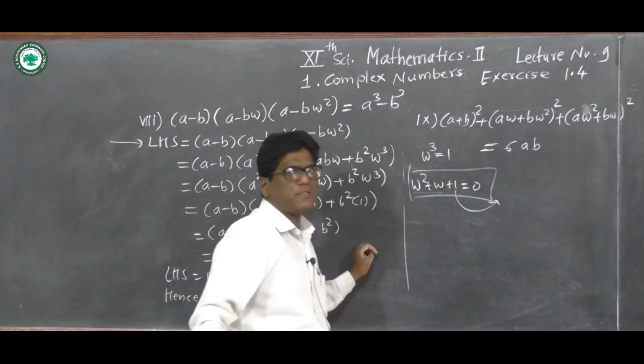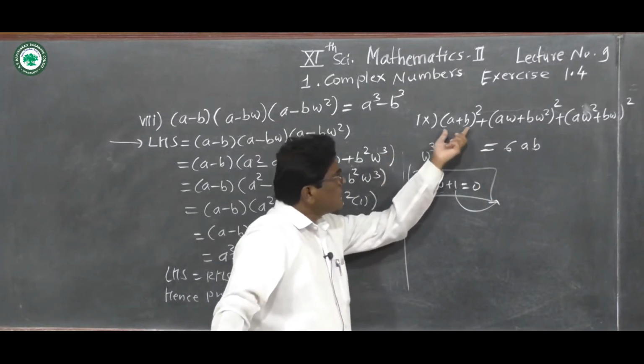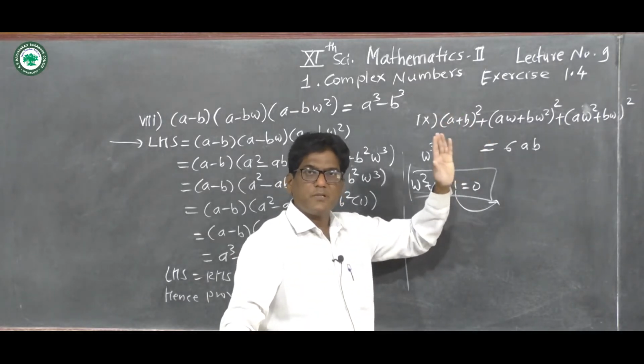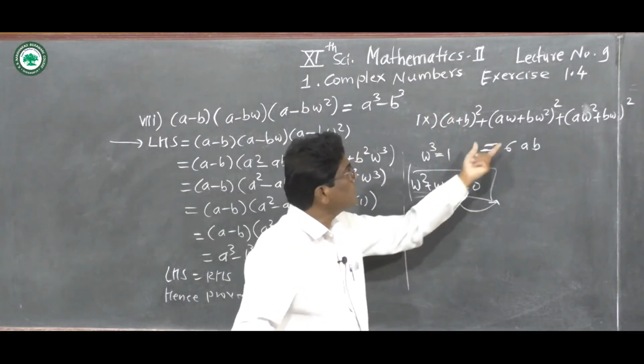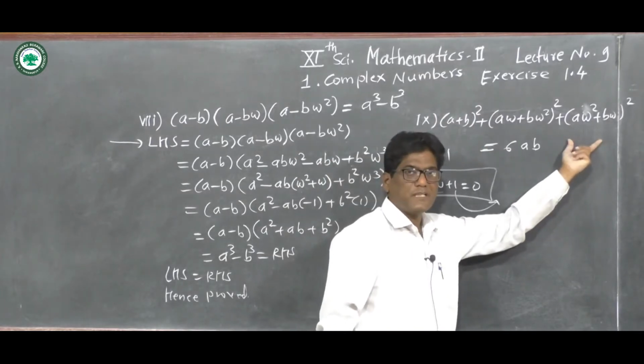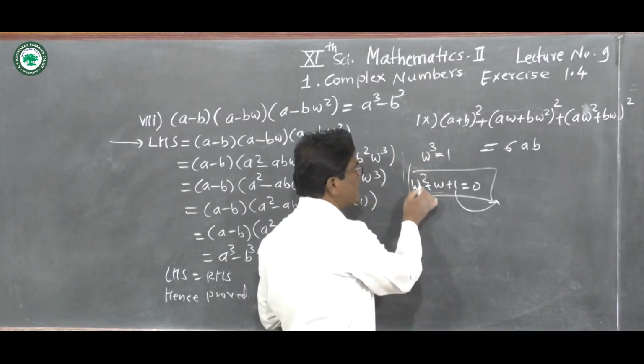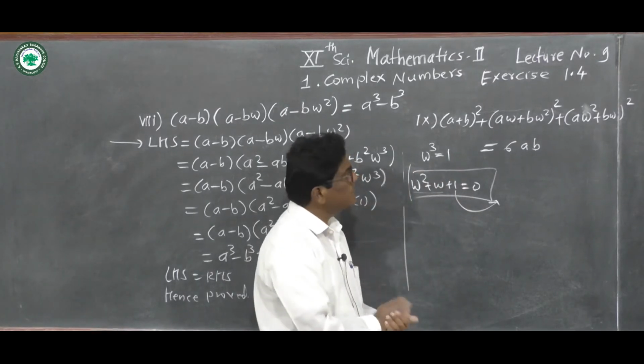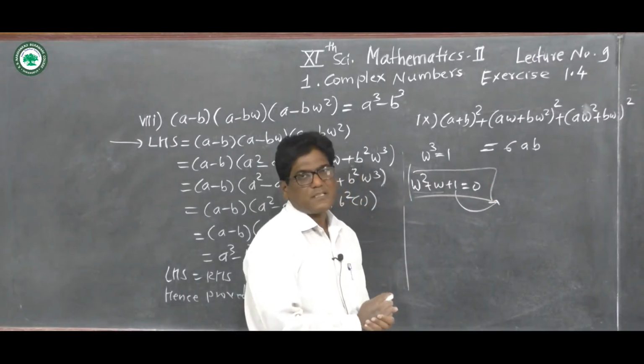Very easy example. Take the a plus b bracket square using the formula a square plus twice ab plus b square, and use the same formula for the others also, and use the relation omega square plus omega plus 1 is equal to 0 and omega cube is equal to 1. We get the answer 6AB.